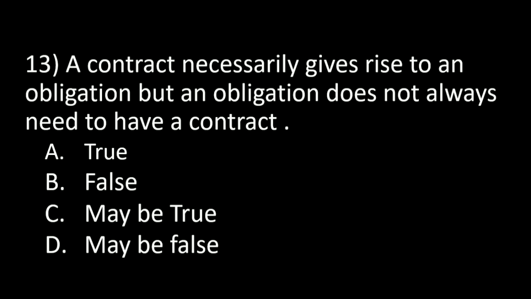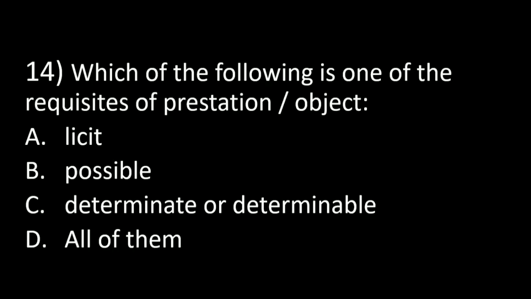14. Which of the following is one of the requisites of prestation or object? Letter A, licit. Letter B, possible. Letter C, determinate or indeterminate. Correction. Letter C, determinate or indeterminate. Letter D, all of them. So I'm sorry for letter C. The spelling of the other one is indeterminate.